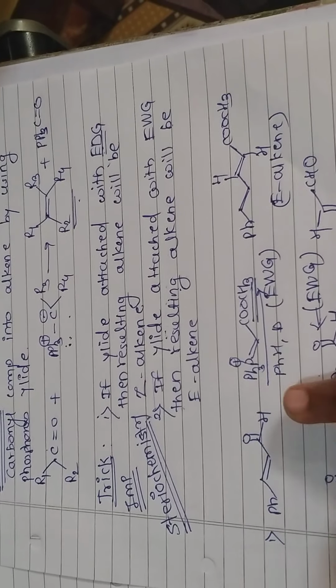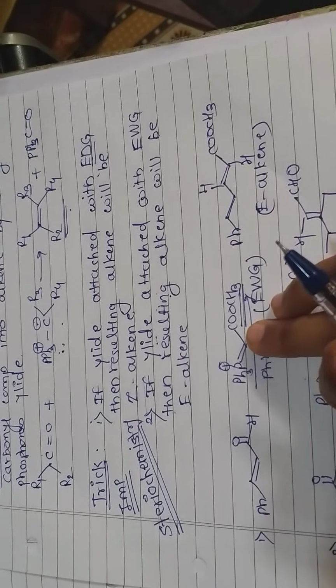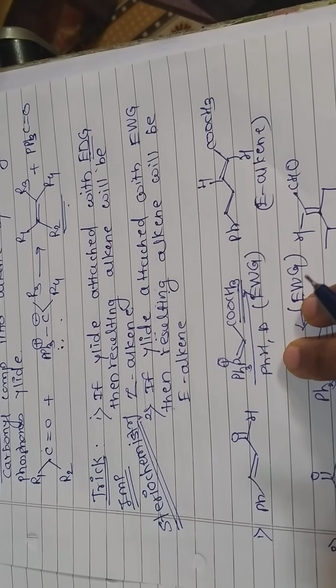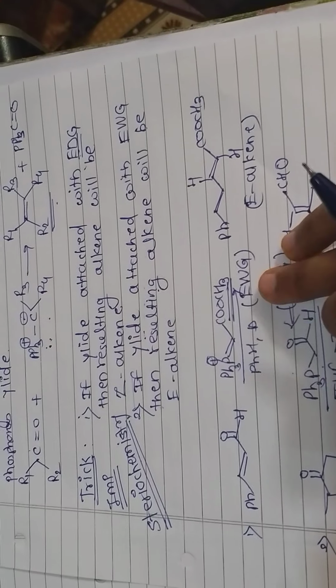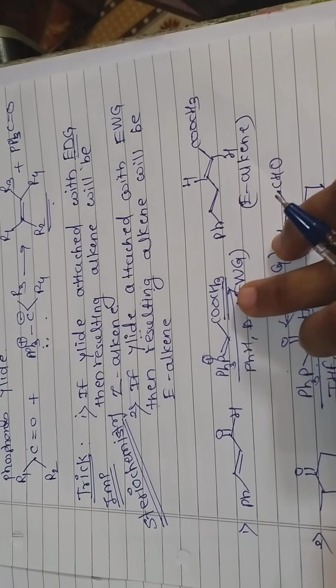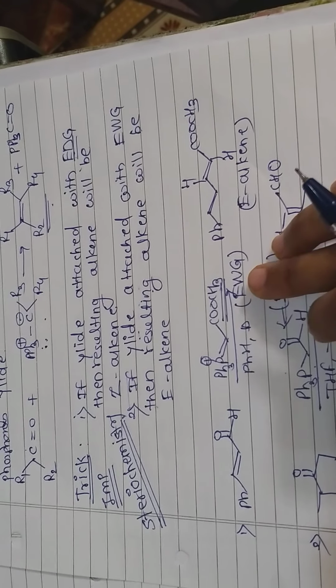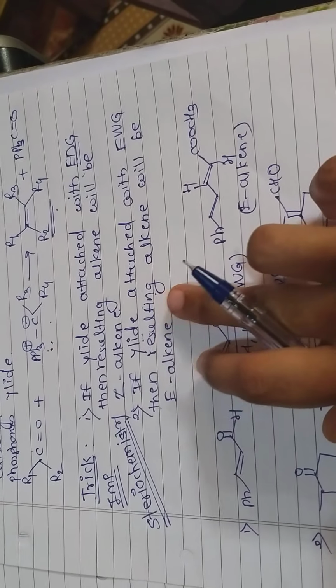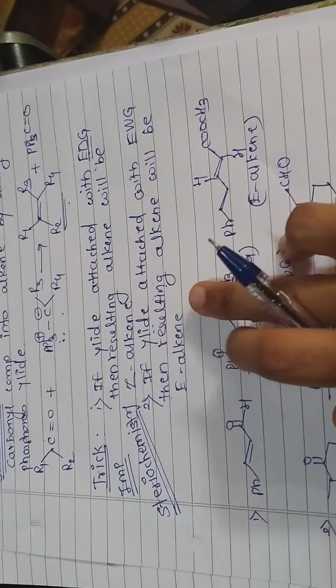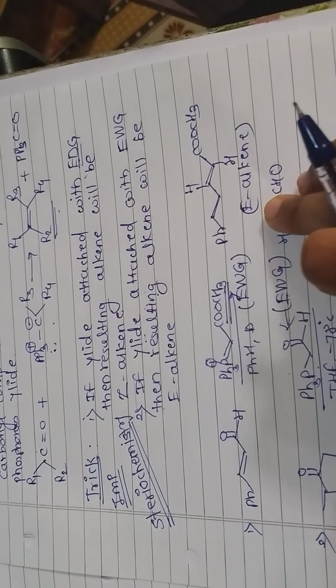Now let's go for an example. In this example, this is a carbonyl group and this is a phosphorus ylide in presence of PhH and in presence of heat. Now we know that COOCH3, this ester group, is an electron withdrawing group. Now according to our trick, if the ylide is attached with an electron withdrawing group, then the resulting alkene will be E alkene.